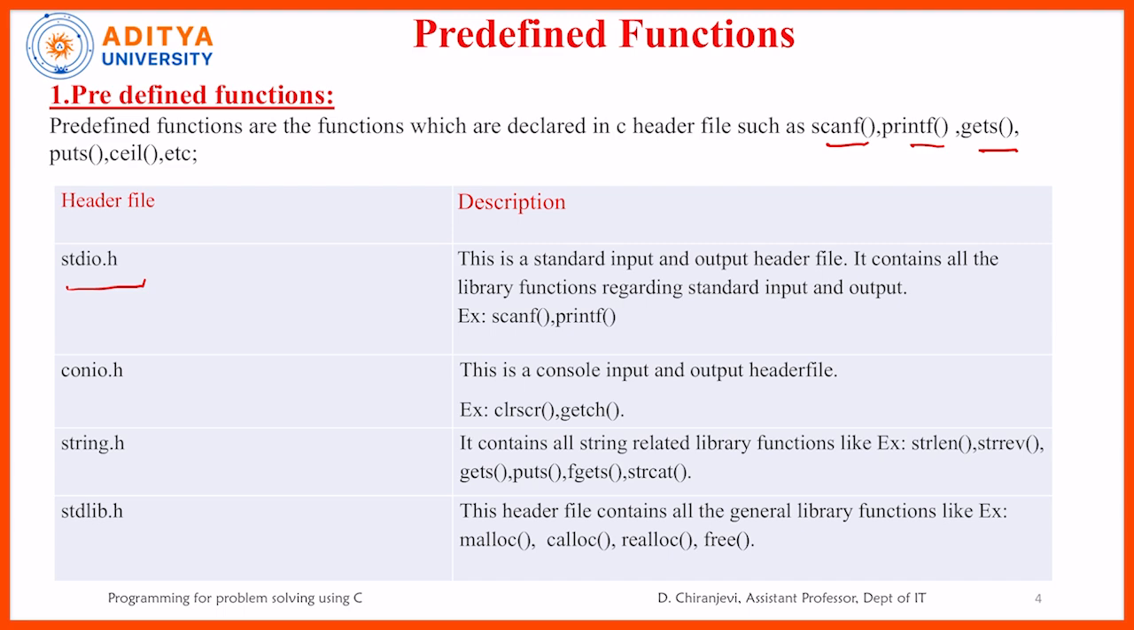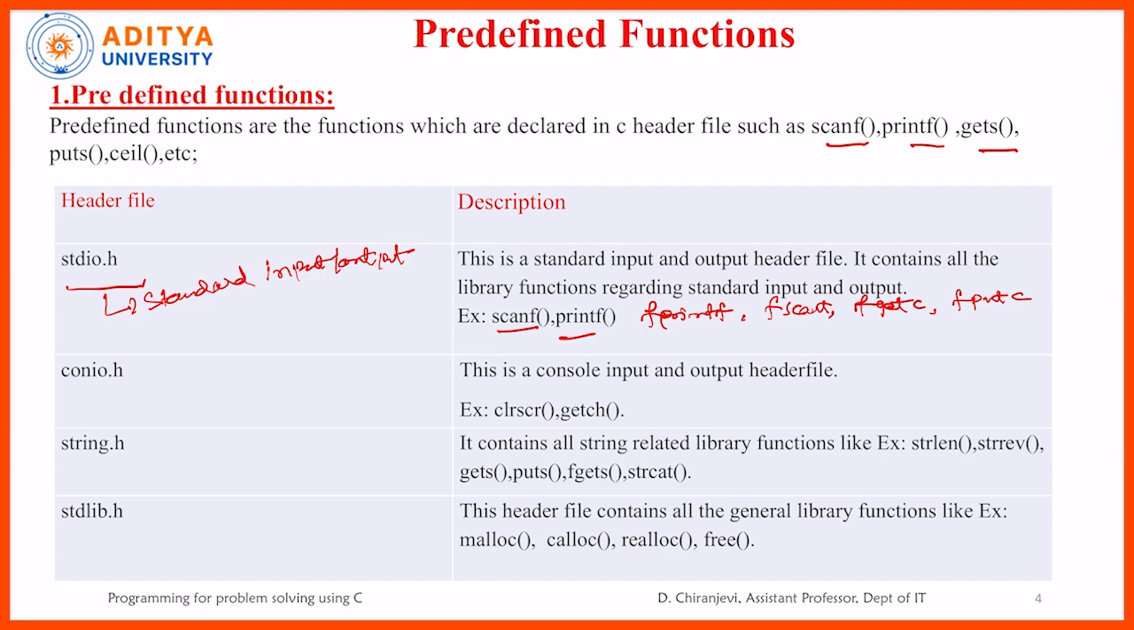Now let's understand the first header file, that is #include <stdio.h>. It means standard input output functions. In this header file there are functions like printf, scanf, then fprintf, fscanf, fgetc, fputc. These are some of the predefined functions which you can access by specifying the respective header file, that is #include <stdio.h>.